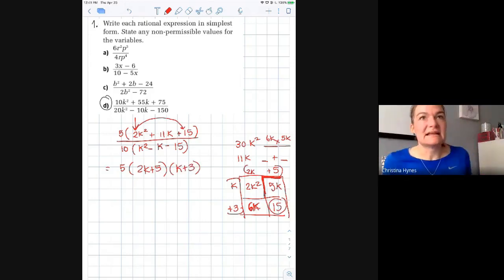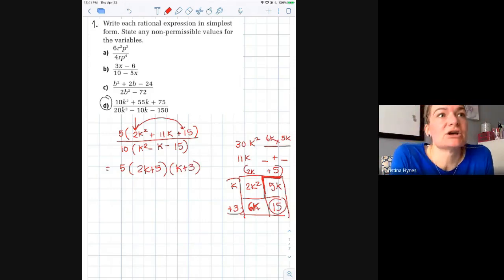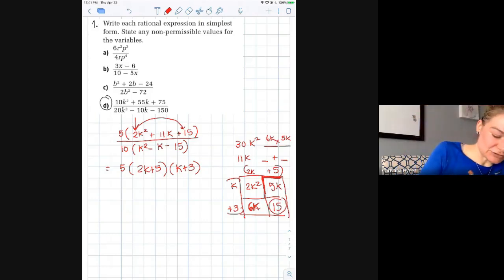This unit is quite harder. Why? Because you need to be able to factor really, really well for this unit. So if you're still struggling with factoring, message me and we can do a one-on-one session and practice factoring, because that's going to hold you back. Factoring is going to slow you down when you're doing these questions.